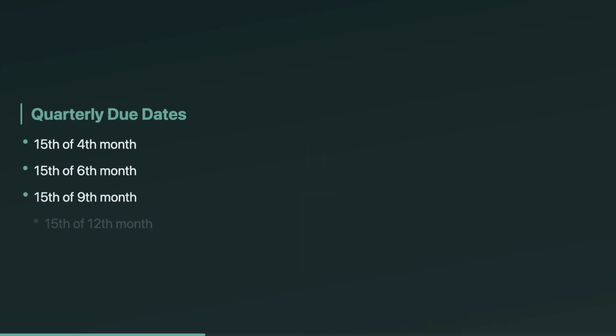Corporate installments are due on the 15th day of the 4th, 6th, 9th, and 12th months of the corporation's tax year. For calendar year corporations, that's April 15th, June 15th, September 15th, and December 15th. If it's a fiscal year, don't memorize new dates. Just count months from the start of the tax year.